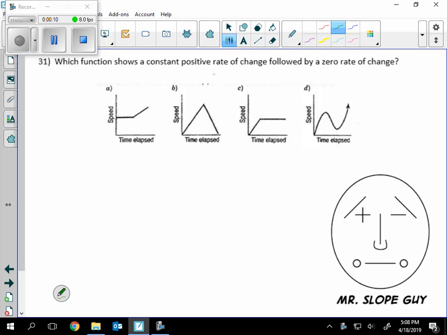Which function shows a constant positive rate of change followed by a zero rate of change? Notice on all of these we're talking about speed versus time elapsed. So I want a positive rate of change that should look uphill, and then a zero rate of change. That's choice C. There's my positive and there's my zero. Remember Mr. Slope Guy, our positive slope heads uphill and our zero slope is zero fun and it looks flat.